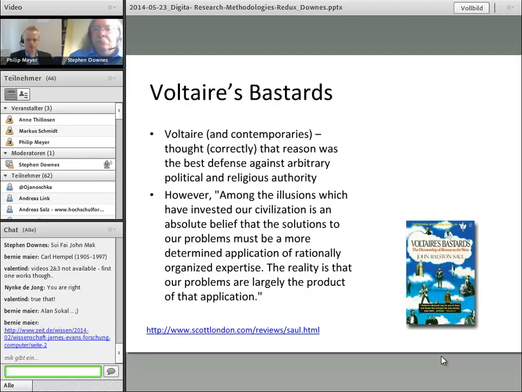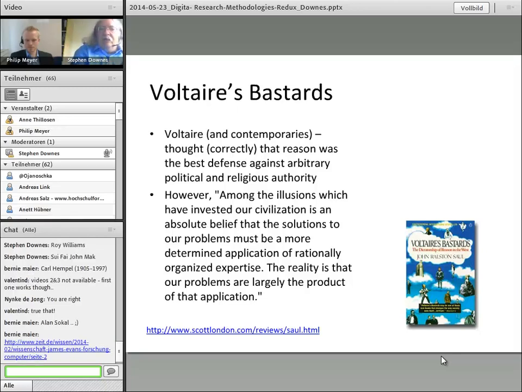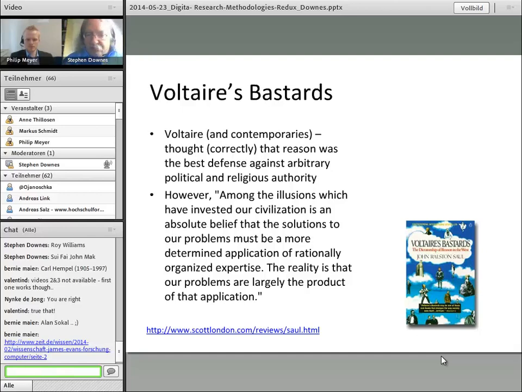John Ralston Saul, who's a Canadian epistemologist, writes that while Voltaire thought that reason was the best defense against arbitrary political and religious authority, and he was right in that, our use of reason over the last 200-300 years has led to the belief that reason solves all of our problems. And in fact, it's the reverse, says Saul. Most of our problems are due to the misapplication of reason. That's not to say reason is a bad thing. It's just reason doesn't lead us to the promised land. It just keeps us out of the swamps. That's a metaphor. Oops.